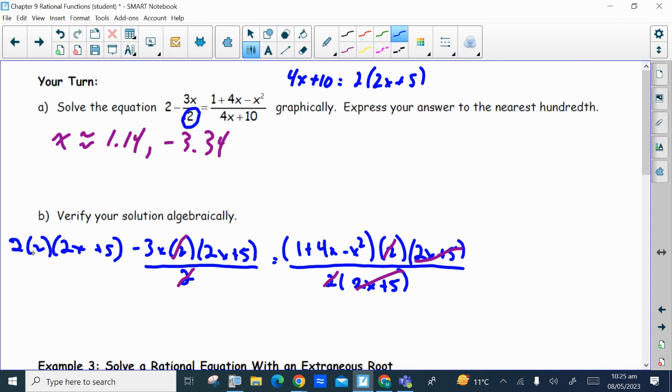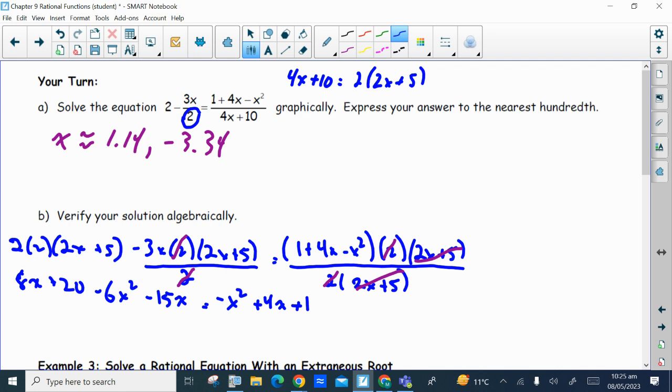So 2 times 2 is 4, times 2x plus 5. 4 times 2x plus 5 gives us 8x plus 20. Then you're going to multiply -3x times 2x, which is -6x squared. -3x times 5 is -15x, equals -x squared plus 4x plus 1.